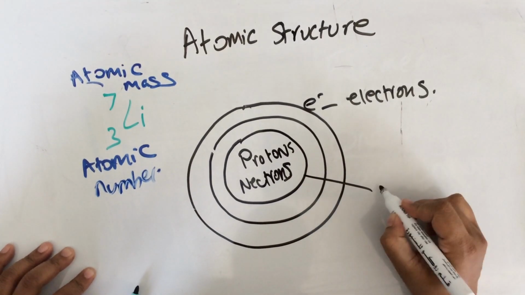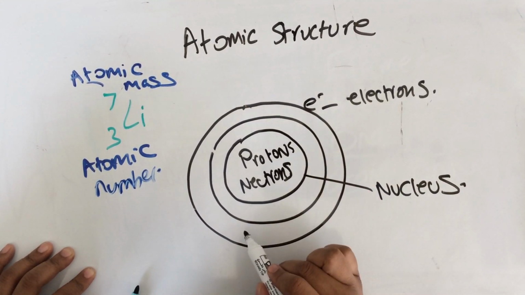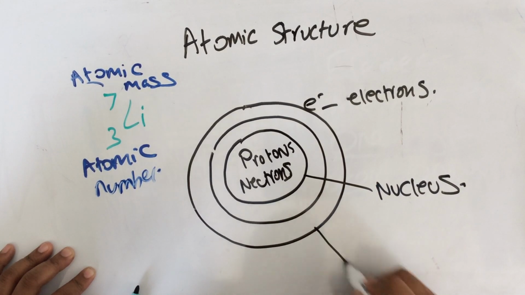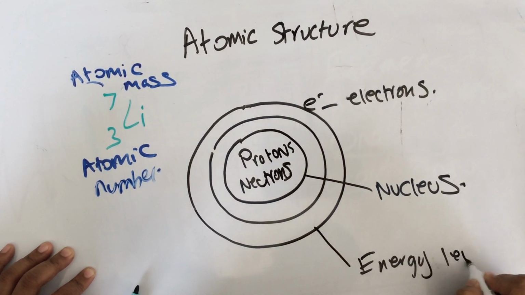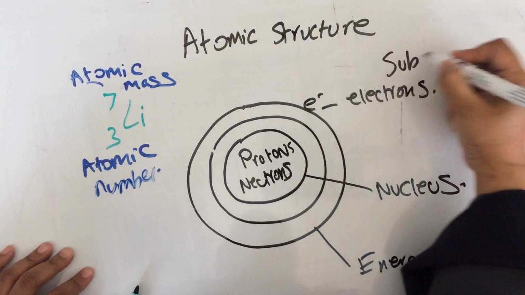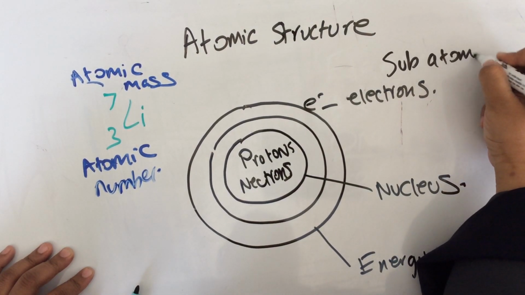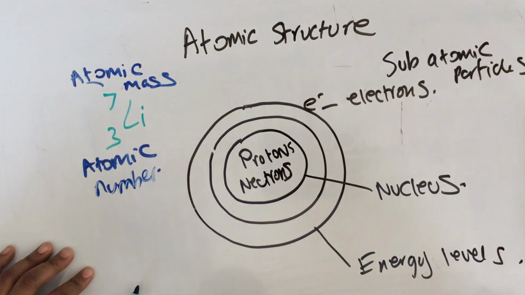So you've got the nucleus, and then you have protons and neutrons inside, and here we've got energy levels, and then you've got electrons. So these are the subatomic particles that make up the atomic structure.